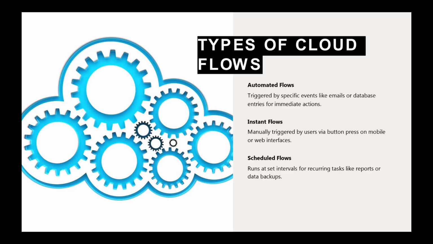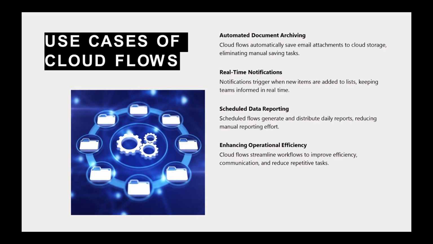There are three main types of cloud flows. The first one is automated flows, which are triggered by a specific event like receiving an email or a new item being generated in a SharePoint list. The second one is instant flows. These are manually triggered by a user, often through a button in the mobile app or a Power App. The third one is scheduled flows. These run at a defined interval, such as daily or weekly, to perform routine tasks like sending reports or syncing data.